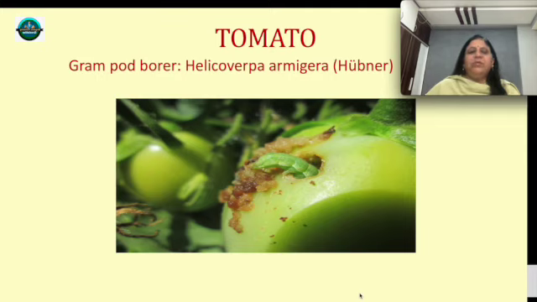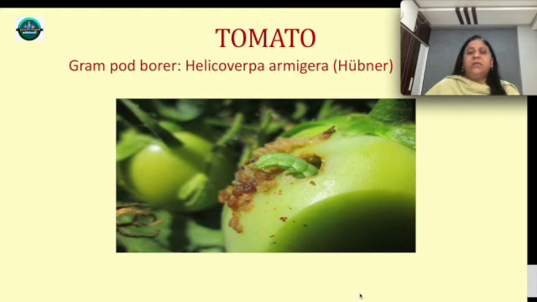Coming to the tomato pest, gram pod borer, Helicoverpa armigera. You can see, first of all, this Helicoverpa armigera gram pod borer acts as bollworm in cotton, as pod borer in pulses, and as fruit borer in the tomato and other vegetables. It also has more than 100 crops as its host. It can damage more than 100 crops.